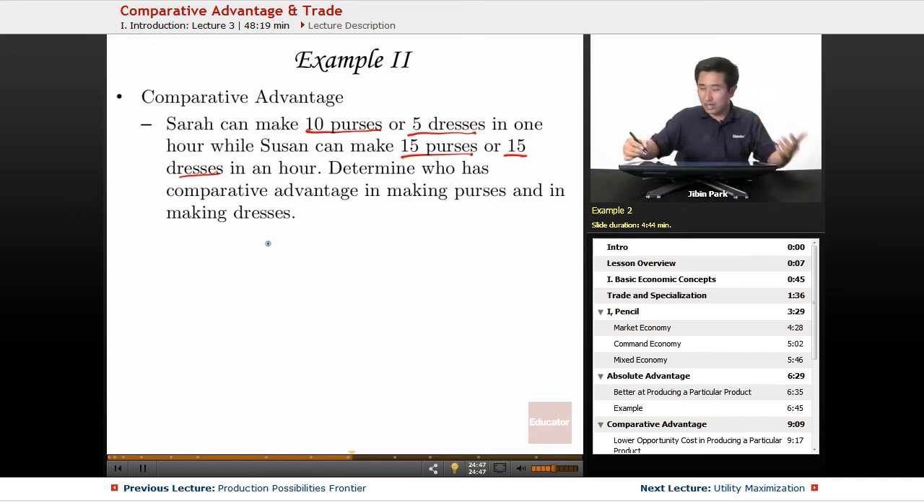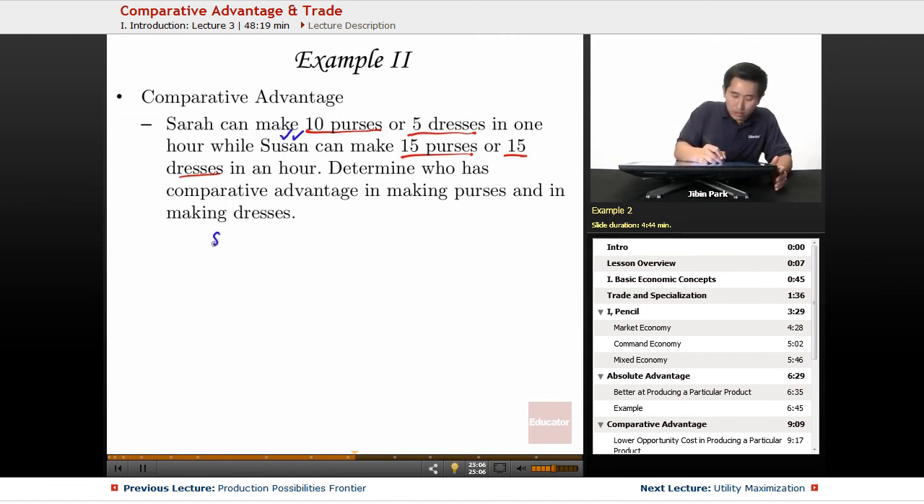Once again, let's find out who has absolute advantage right here. So Sarah can make 10 purses, while Susan can make 15. So clearly Susan has the absolute advantage in making purses. Why? Because 15 is greater than 10. And she can make 15 dresses, and Sarah can only make 5. So once again, Susan has absolute advantage. So Susan has absolute advantage in both.